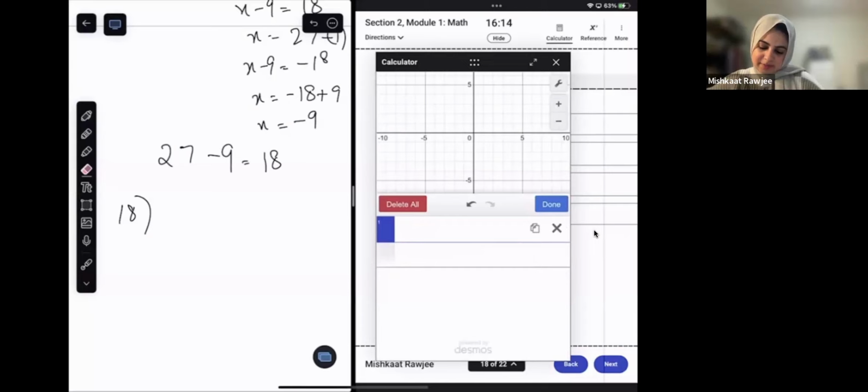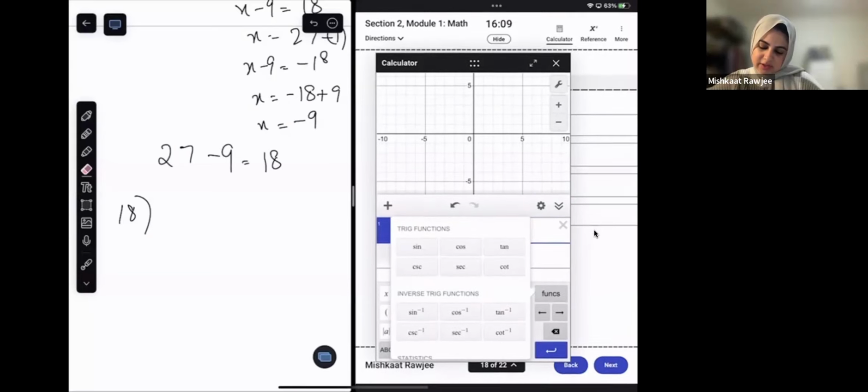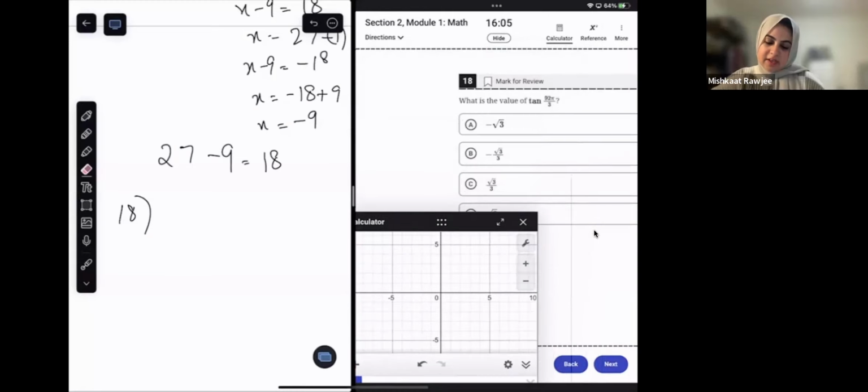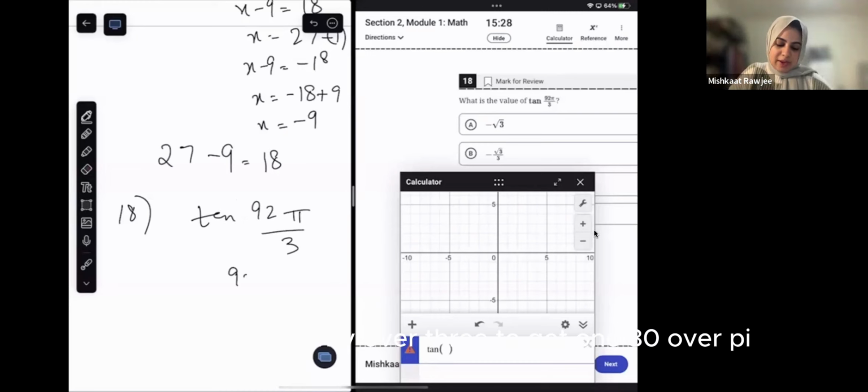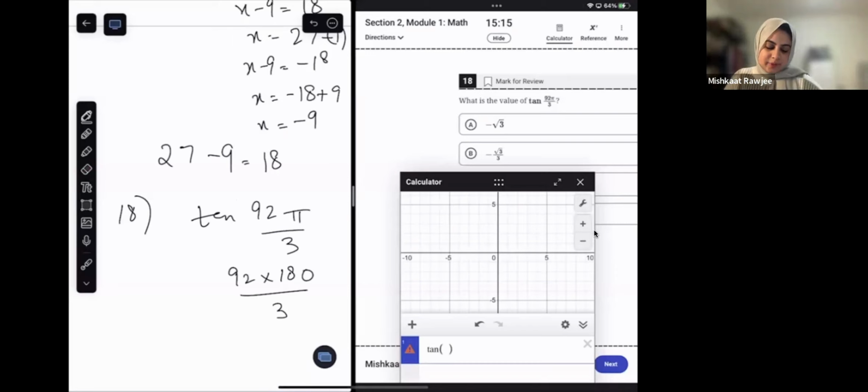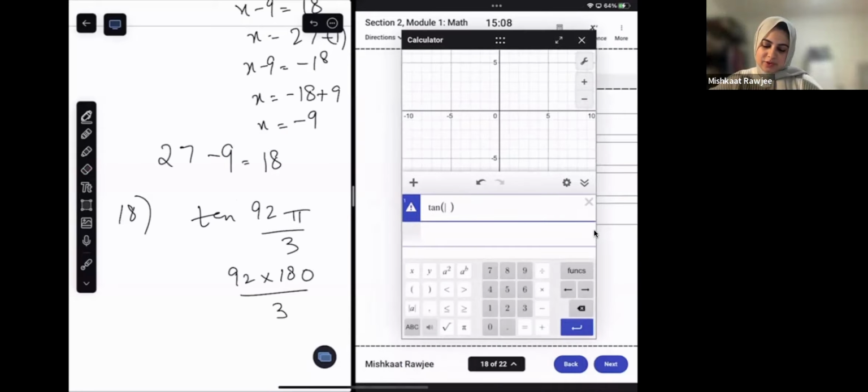Wait, what? Tangent. And then, so this is what? It's 92 pi over 3. So 92 times 180 over pi. How do we convert pi? Oh, 180 over pi, yeah, to get rid of the pi. So tangent of 92 pi over 3, we do 92 times 180 over pi to get rid of the pi. So let's do 92 times 180 and then divided by 3.